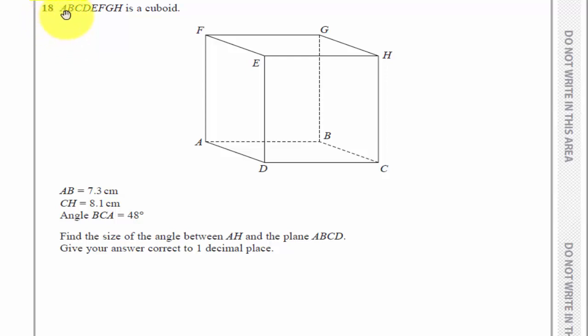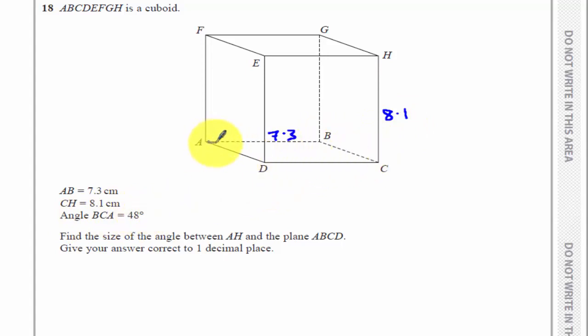Question 18. A, B, C, D, E, F, G, H is a cuboid. Here it is. AB is 7.3. I'm just going to put that on. 7.3 centimeters. CH is 8.1. Angle BCA is 48. So BCA.